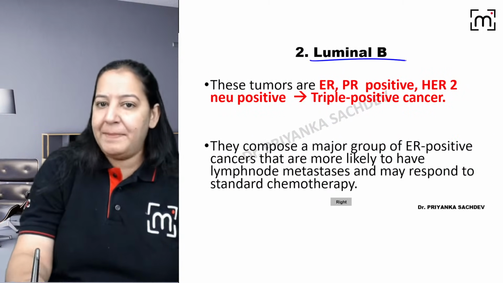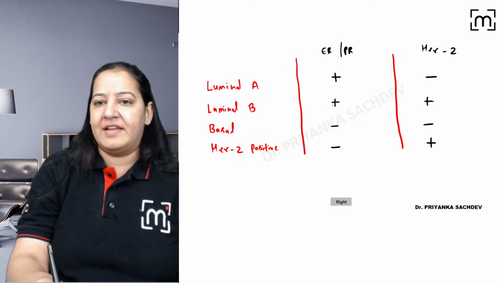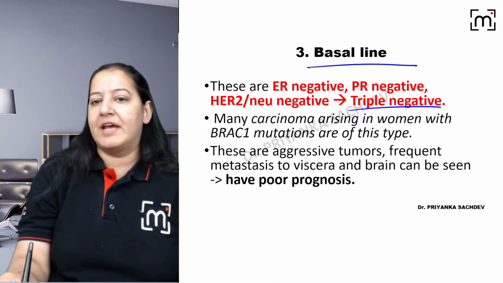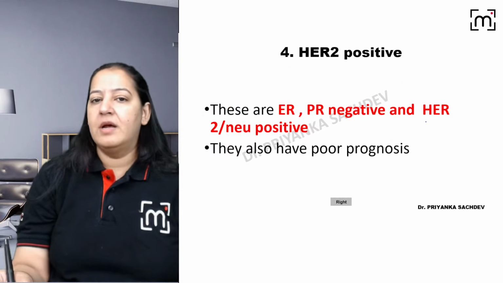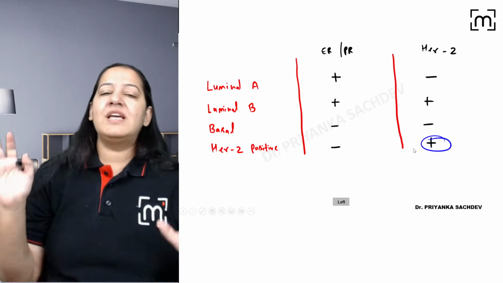That's it. Luminal B are HER2 positive as well as ER/PR. These are triple positive. The second category, these are triple positive. Right. The third category, basal. These are triple negative, the worst one. And the last one is HER2 positive. Only HER2 positive. Give me a thumbs up. So these are the four categories.